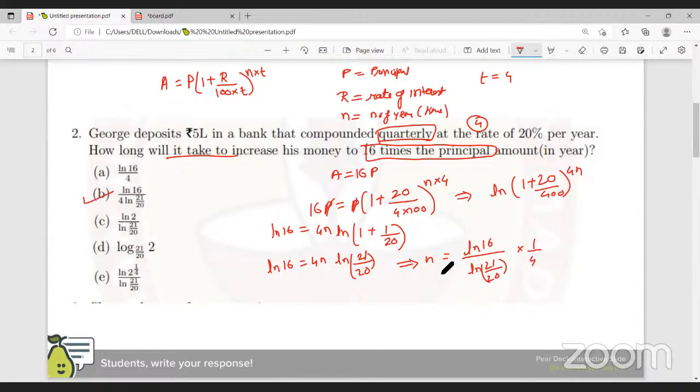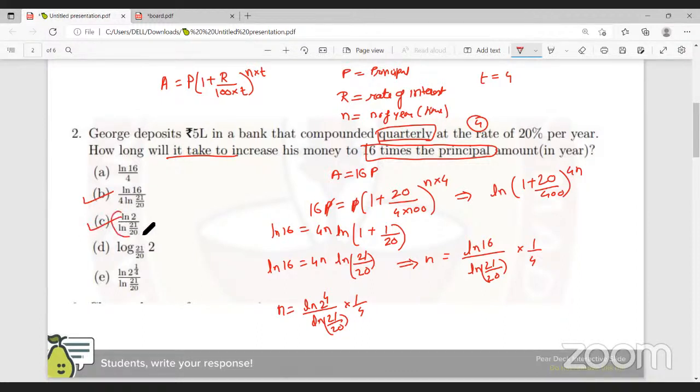Now I can simplify this also. How? I can write this 16 as 2 to the power 4. So ln 2 to the power 4, upon ln 21 by 20, and here it is 1 by 4. So 4 will come down by the log property, and this 4 and this 4 will get cancelled. Then I will get ln of 2 upon ln of 21 by 20. So this is also a correct one.